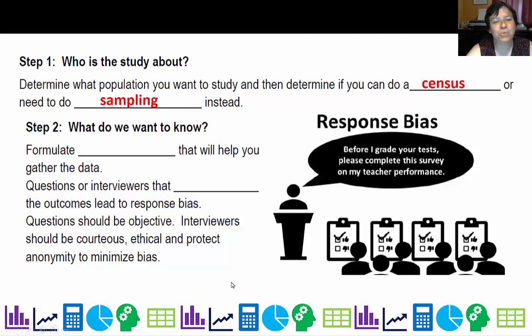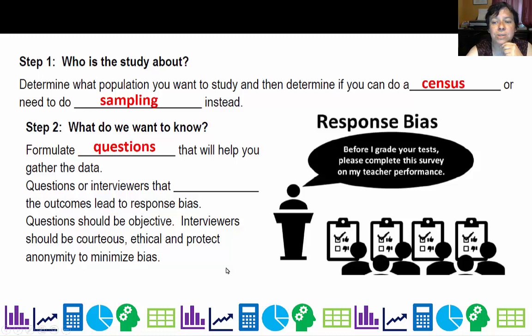All right, step 2, what do we want to know? So you need to formulate questions that will help you gather the data. Remember that the questions won't always be just like what your result for the study is. So for example, for the percentage of people who have internet access, you would be asking instead, do you have internet access? Not what percentage of you have internet access.